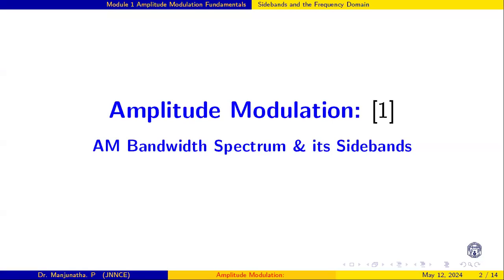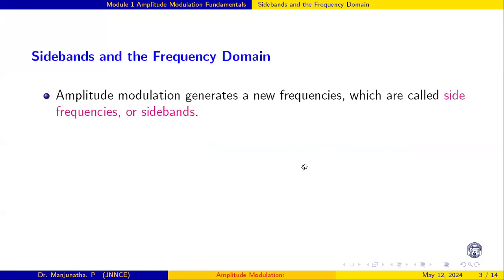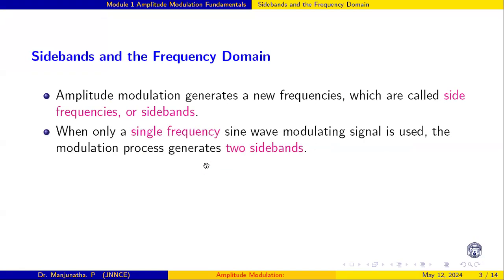In this video, I'm going to explain amplitude modulation, its bandwidth, spectrum and sidebands. Sidebands in the frequency domain: AM generates new frequencies. When modulation takes place, it generates new frequencies, which are called side frequencies or sidebands. When only a single-frequency sine wave message signal or modulating signal is used, the modulation process generates two sidebands.